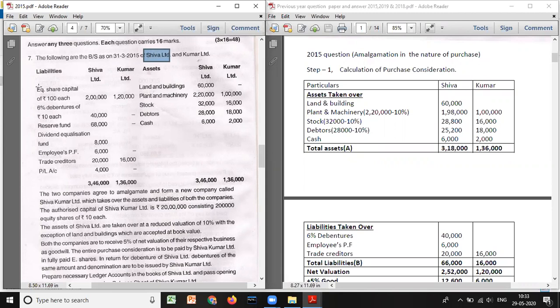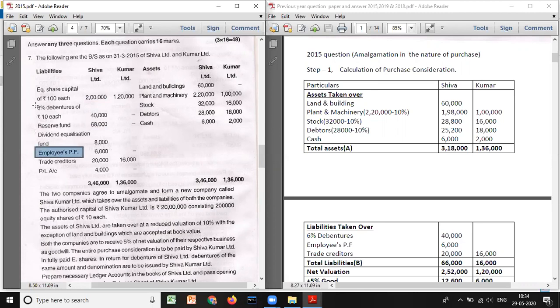Equity share capital of rupees 100 each. We have 2 lakh and 1 lakh 20,000. 6% debenture we have 40,000, nil. Reserve fund we have 68,000, nil. Dividend equalization fund we have 8,000, nil, and employee provident fund we have 6,000 and nil. Please keep it in mind. See, this employee provident fund is a liability.